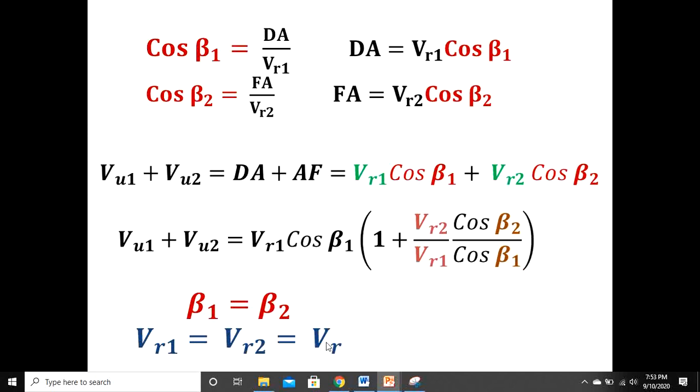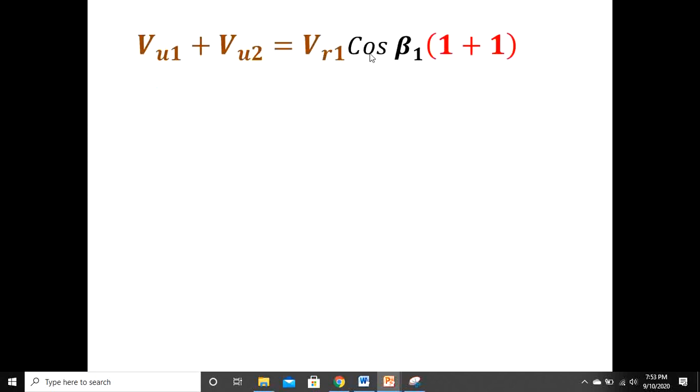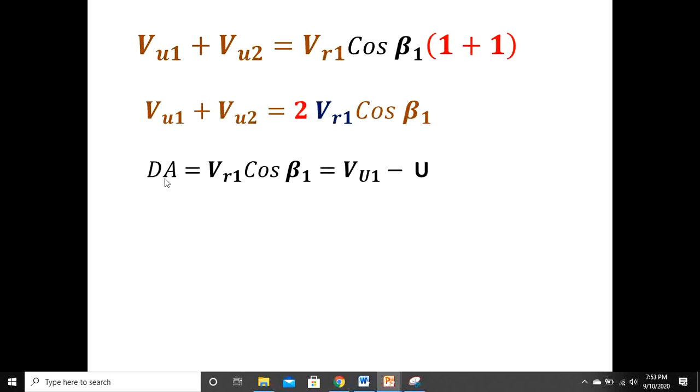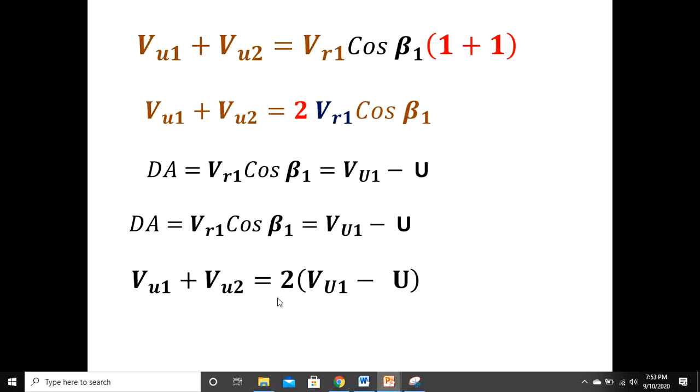Vr2 and Vr1 are the same, that's why we will take it as Vr. Put in this equation, we are taking Vr1 cos beta 1, which we already took outside. 1 plus 1 will become 2, then it will be 2 Vr1 cos beta 1. Vr1 cos beta 1 is nothing but dA, already you know that one. But you can write that as VU1 minus U, so you can write it as 2 times VU1 minus U.